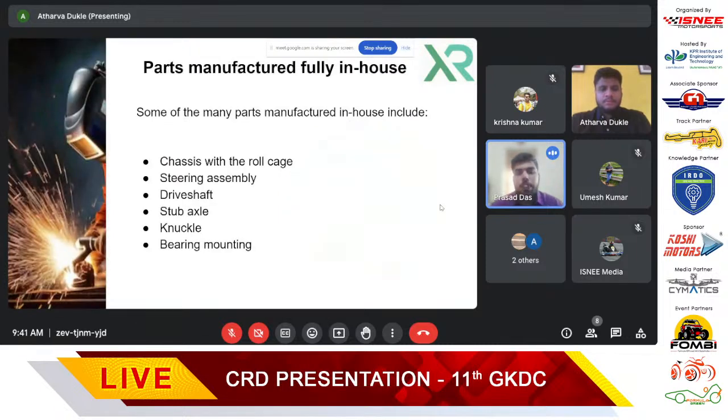Parts manufactured fully in-house for our EV kart are the chassis with roll cage, steering assembly, drive shaft, stub axle, knuckle, and bearing mounting.